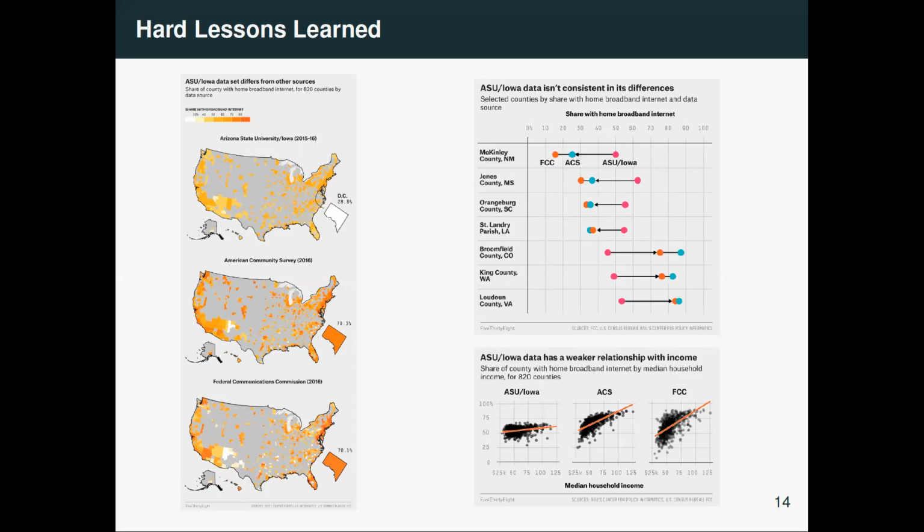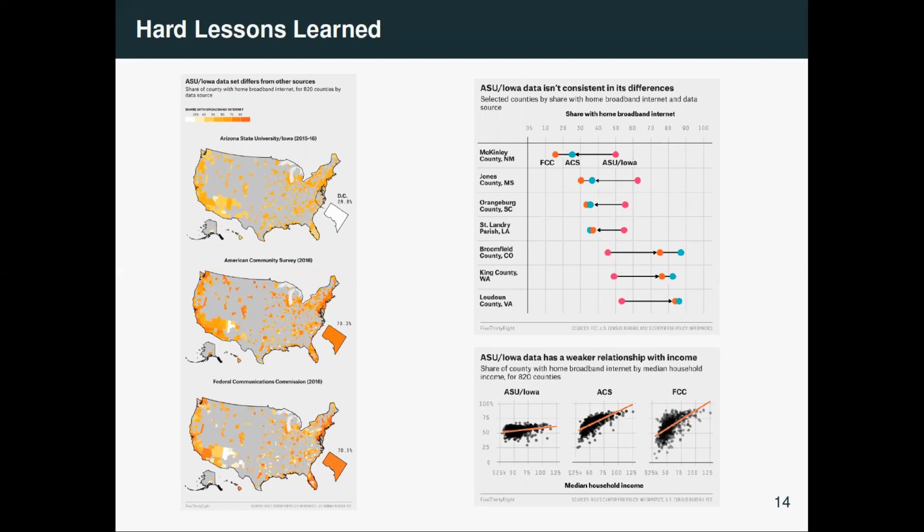So the first thing I did was check it against other sources that attempt to measure the same thing. Two other useful sources are the American Community Survey, which is part of the US Census Bureau, and they survey people regularly, and then the FCC. Both have different ways of trying to measure broadband access. For example, the ACS uses survey data and asks people individually, whereas the FCC uses data directly from internet service providers. So some differences are expected between these data sources.